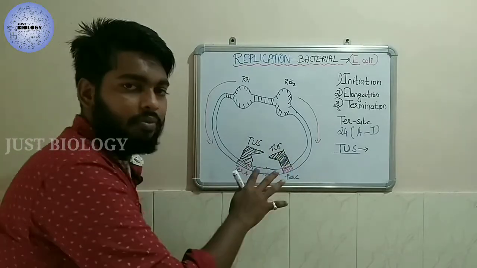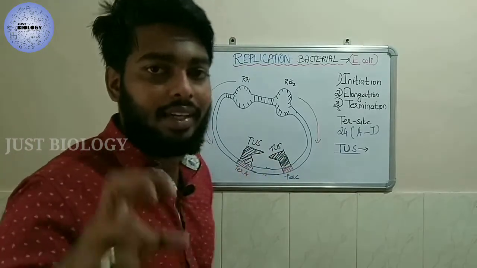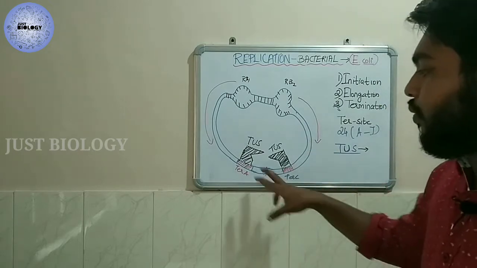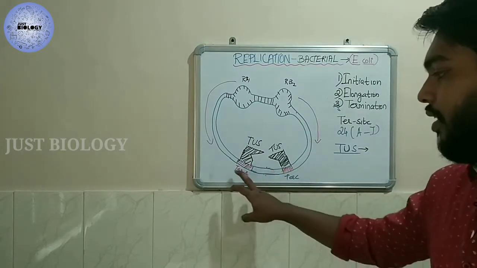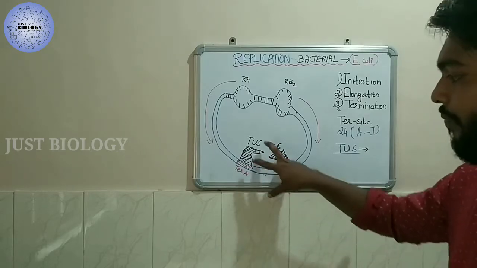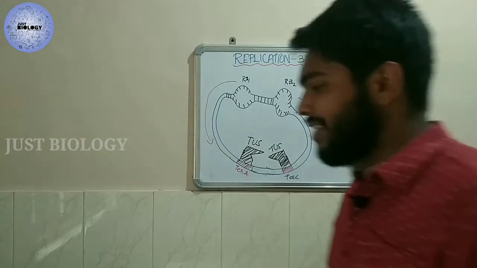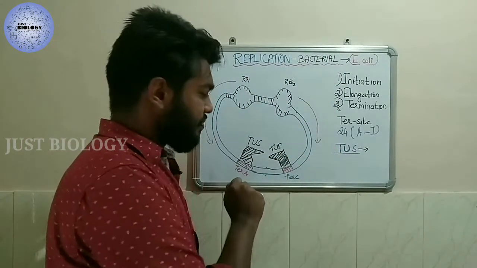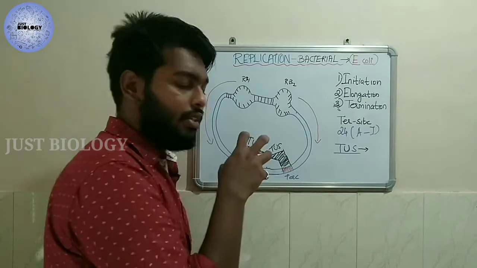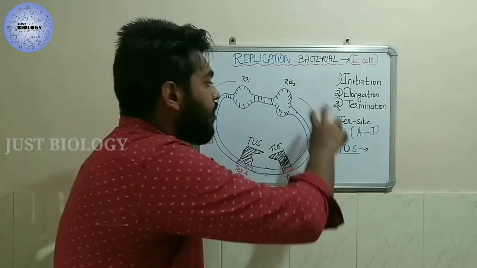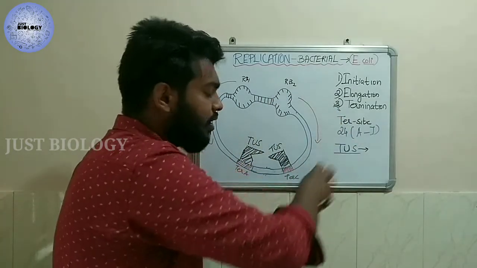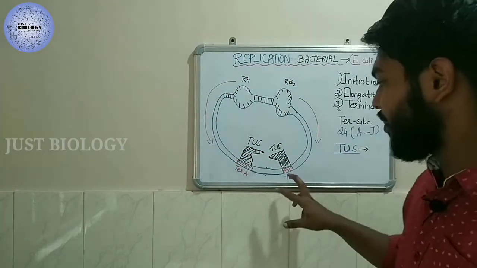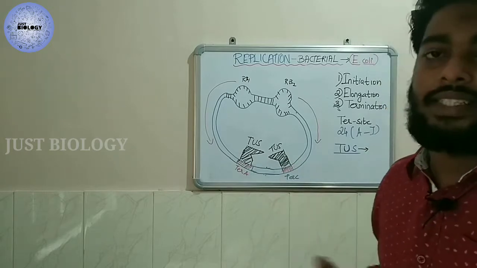So now they formed a TUS-TER complex. That means a termination utilization protein that is bound with the termination site. So that is TER A and TER C. So they formed the TUS-TER complex. So this makes sense here. This TUS-TER complex, what is it? Actually, this is going to stop the movement of the DnaB protein, or they will not allow this protein to do the polymerization further. So that's why this complex makes sense here.